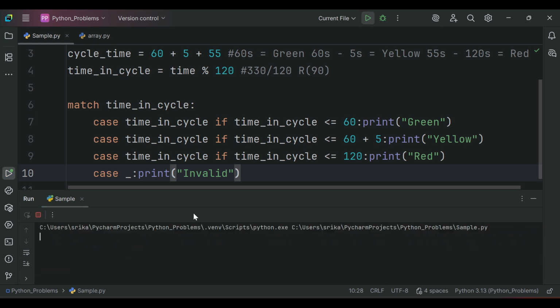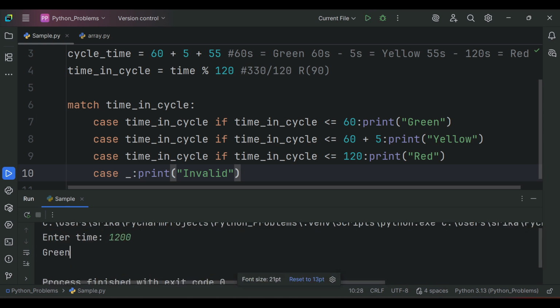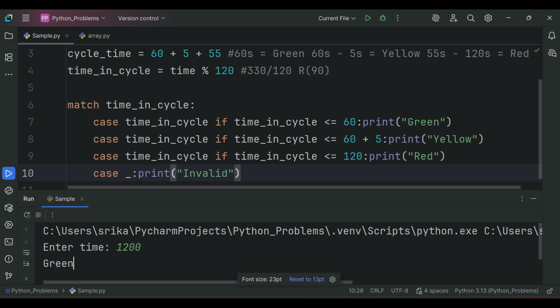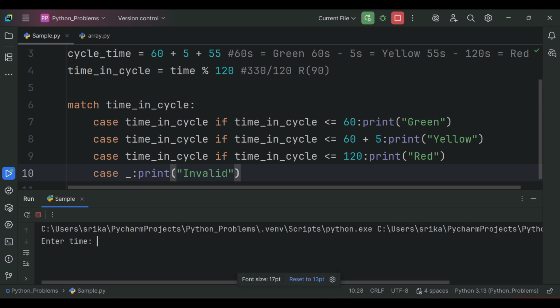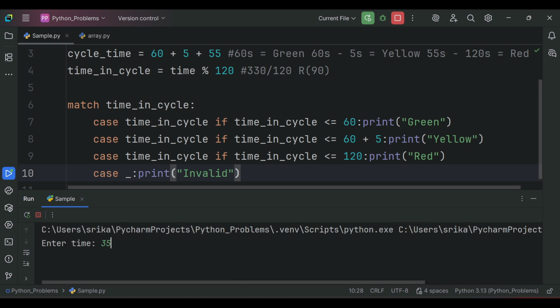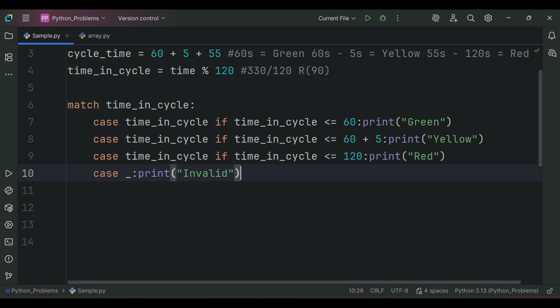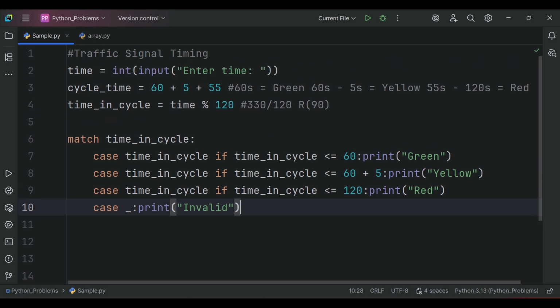Suppose here I am giving 1200 seconds. At that time it's green. 1200 is divided by 120, and whatever remainder is there, based on that remainder the output will be printed. Now see, here I am giving random timing, 510. Now it's also green. Based on this timing the output will be printed. This is the program, friends. I hope you understand. Now let's dive into another problem.